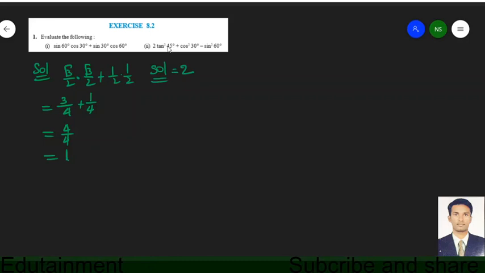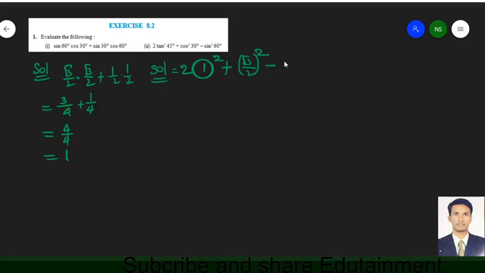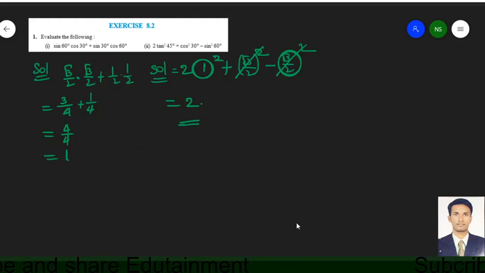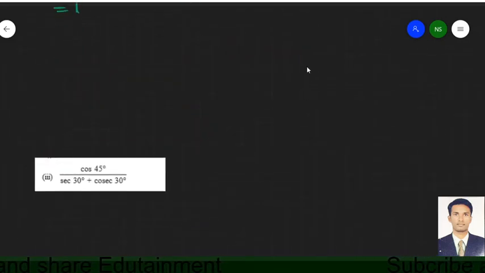So 2 tan 45, we know tan 45 is 1. We have a square here, so let us take the square of this, plus cos 30, which is root 3 by 2, and we have a square here, minus sin 60, also root 3 by 2 whole square. This equals 1 square is 1, 2 into 1 is 2, and we can remove these two terms because they are the same terms with a negative symbol, and our answer is 2. Now let us move to the next question.